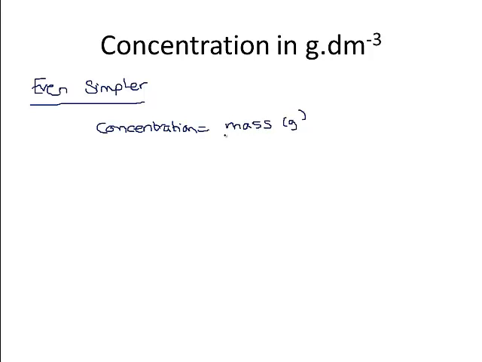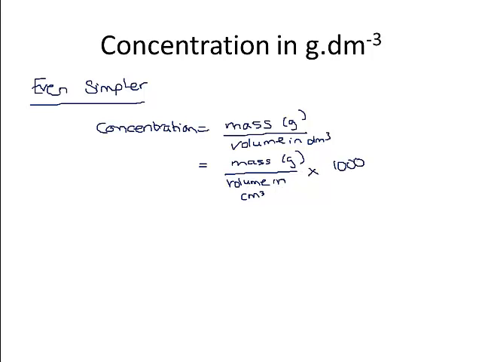Concentration in grams per decimeter cubed is even simpler. So we just do concentration equals mass in grams divided by volume in decimeters cubed, or if we have centimeters cubed given to us, we're going to do mass in grams divided by volume in centimeters cubed times by 1,000.